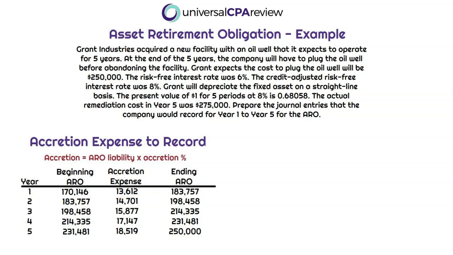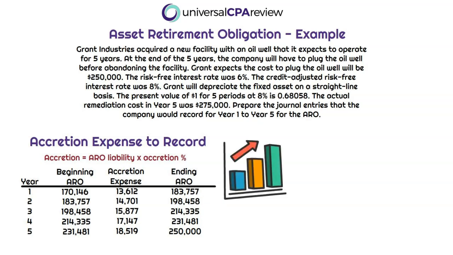So then for year two, our beginning ARO balance is the ending balance from year one, right? And then if we multiply by 8% again, well, the accretion expense is different in this case. It's going to be $14,701. And that means the ending ARO is now $198,458. So what do we see? We see this upward trend, right? We're progressing towards that estimated cost at the end of 5 years of $250,000.